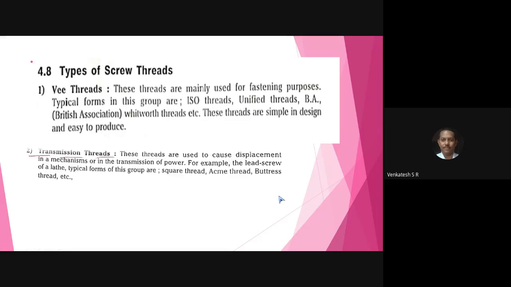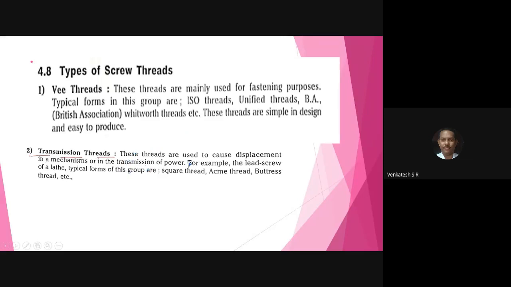Next, come to the point, the types of screw threads. Say, first I told you earlier, V thread, unified thread, British Association thread, Whitworth thread. Like that, you have lots of international standard threads available. Depending upon the application, you can cut the thread on the component.